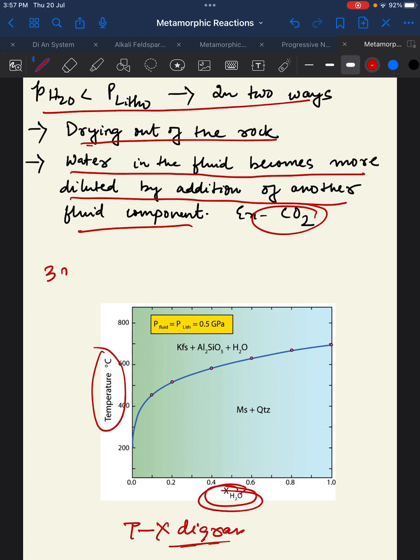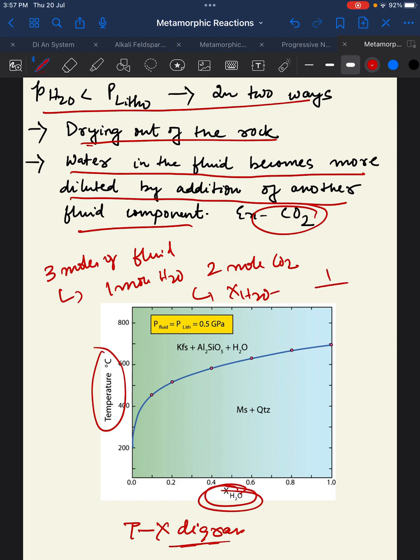Temperature and X H2O, meaning the mole fraction of H2O present. Suppose I have 3 moles of fluid. In this fluid I have 1 mole H2O and 2 moles CO2. So in this case X H2O will be 1 by 1 plus 2, that is 1 by 3, or 0.33. In that case I will plot it at this point, 0.33. So for X H2O of 0.33, the temperature will now be this one.